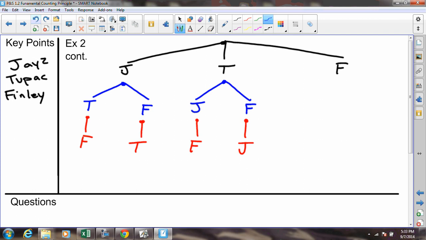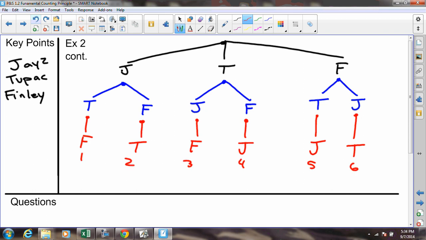Moving to our next branch. After Finley, we would have the options of Tupac or Jay-Z. But if we pick Tupac as the second CD, so Jay-Z for the third, and vice versa, there. Count the total number of branches in the red. 1, 2, 3, 4, 5, 6. That matches the fundamental counting principle. We figured using the fundamental counting principle that we should have 6 branches. We actually have that, so we're totally set.